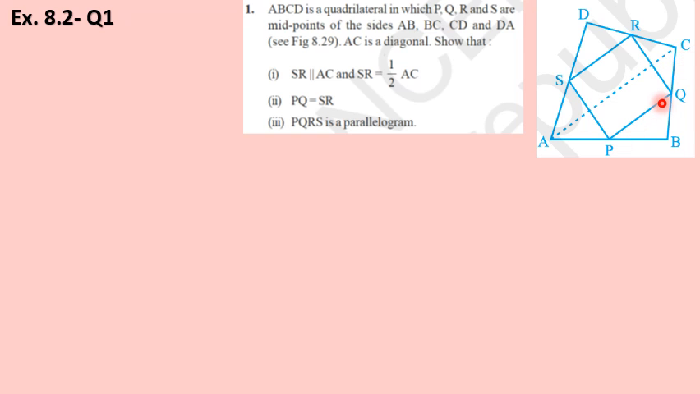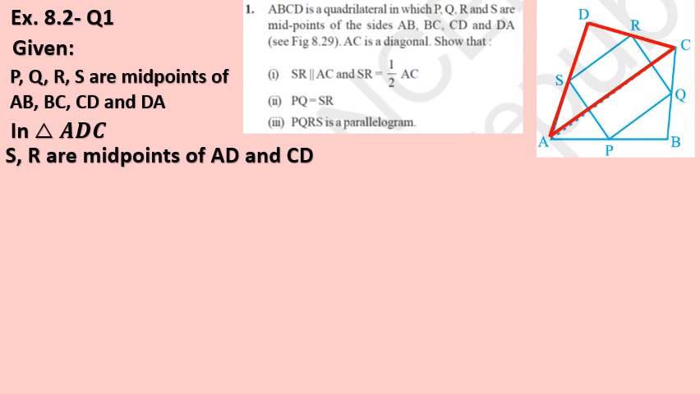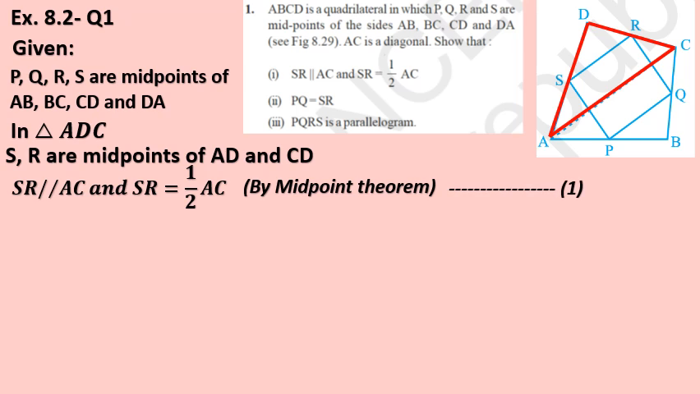Then PQ is equal to SR. Then PQRS is a parallelogram. So given P, Q, R, S are midpoints of the sides. Then in triangle ADC, S and R are midpoints of AD and CD. Therefore, SR is parallel to AC and SR is half AC by the midpoint theorem.